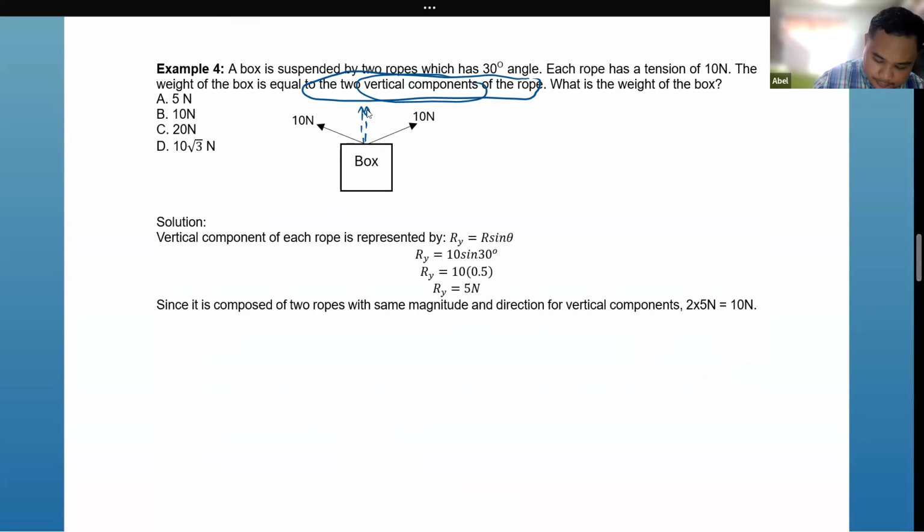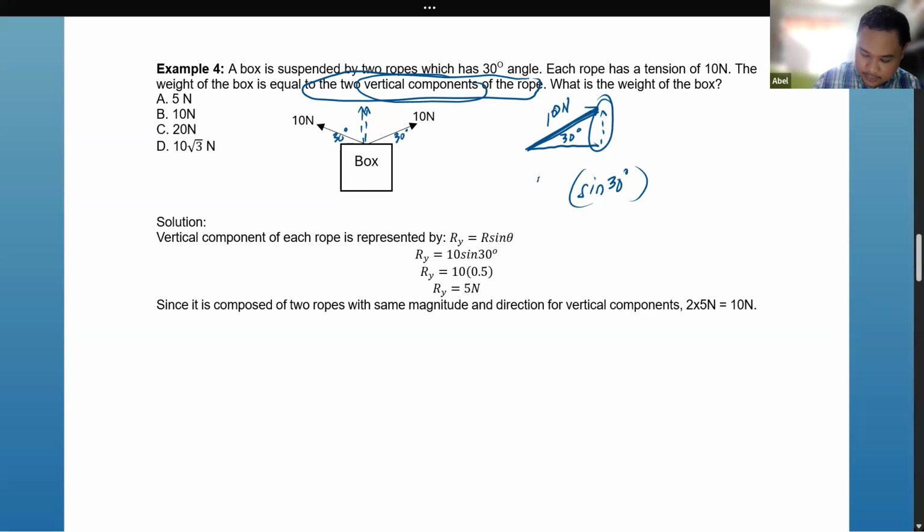So this one is 30 degrees, and this one is 30 degrees. If we redraw the figure here, this one is 30 degrees. This is the vertical component of the first rope. And so we are going to use sine, right? If this one is 10 Newtons, that would be the vector. So we have sine of 30 degrees multiplied by 10 Newtons.